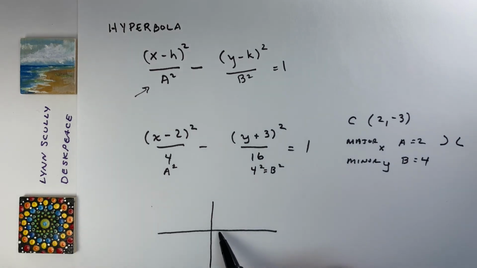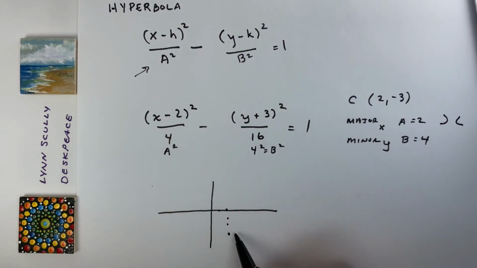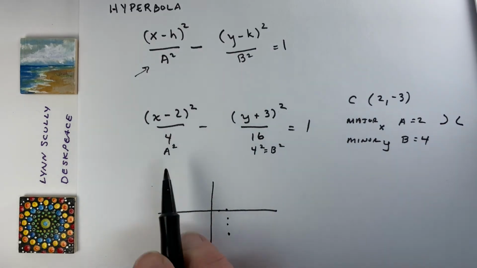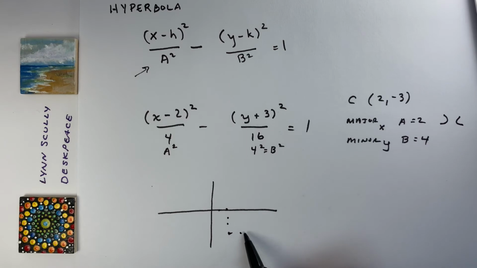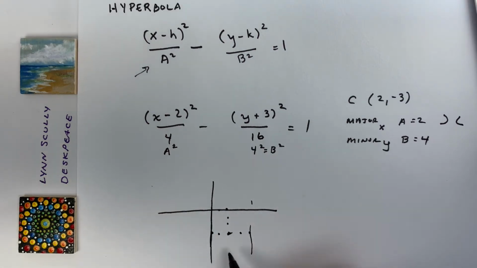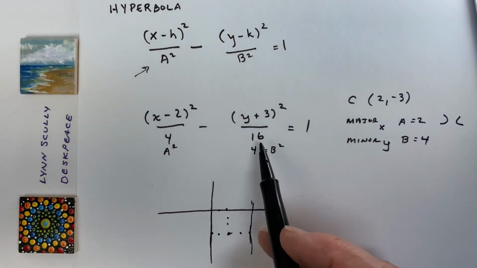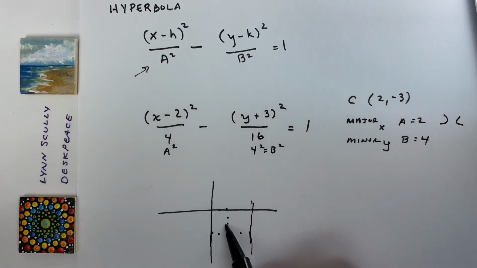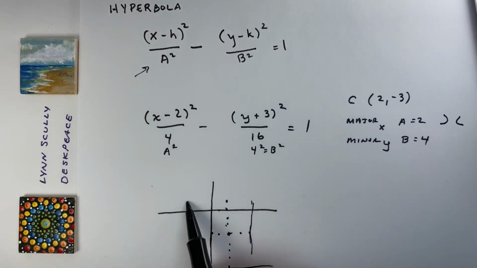We're going to have 1, 2, 1, 2, 3. So now I'm going to the right 2, 1, 2, and 1, 2. There we are, okay. And I'm going to draw like a really light line there, okay. Then I'm going up 4 and down 4. 1, 2, 3, 4, 1, 2, 3, 4. And I draw a light line here and here.